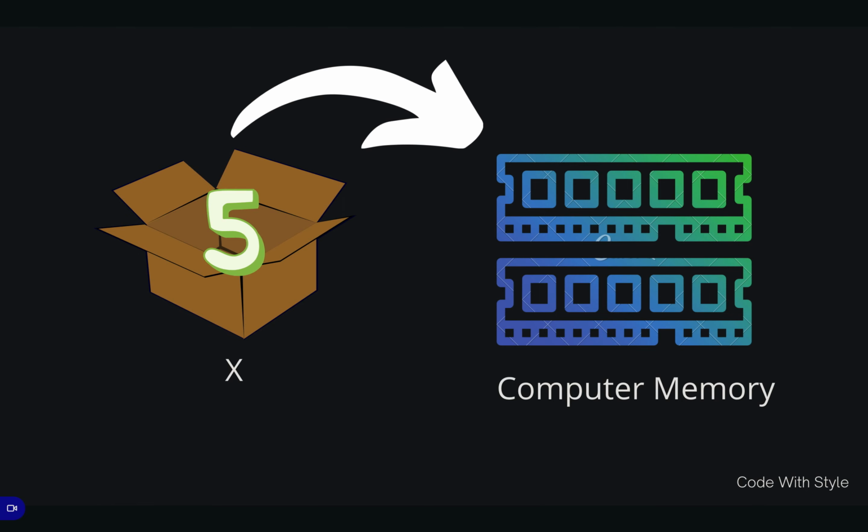So basically, when we call x or when we type x, we point to this location, we fetch this box that contains 5, and we return 5 as the value of the variable x.